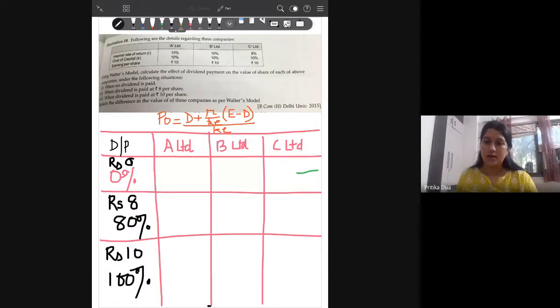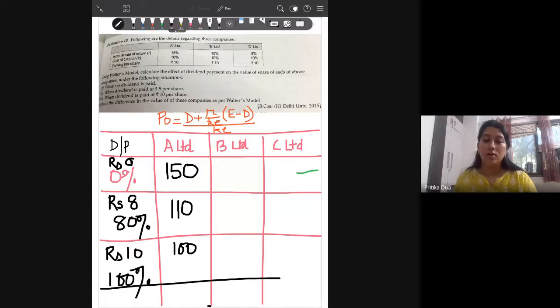Okay, so let's start discussing the solutions. Madhav has already given the answers for A Limited. So rupees 150 is the market price of the share when DP ratio is 0%, 110 when it is 80%, and then it is 100 when it is 100%. Okay, let's move to B Limited.